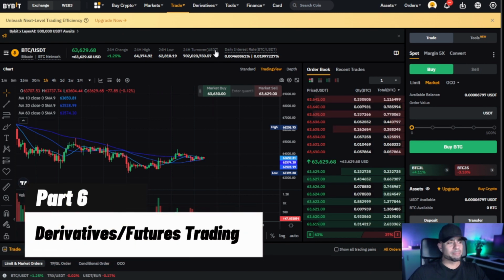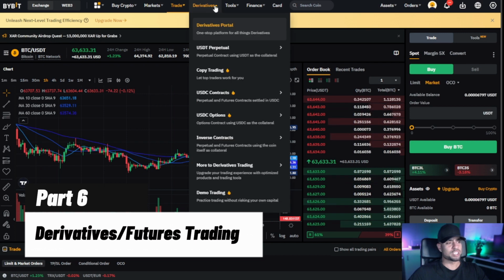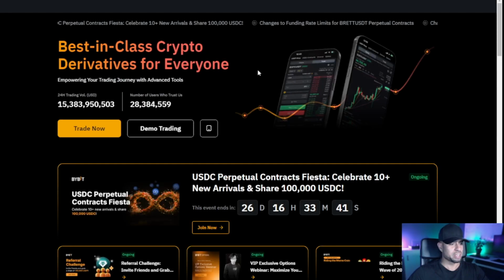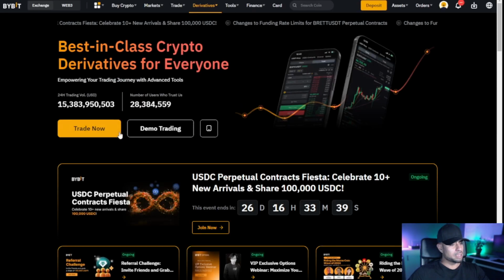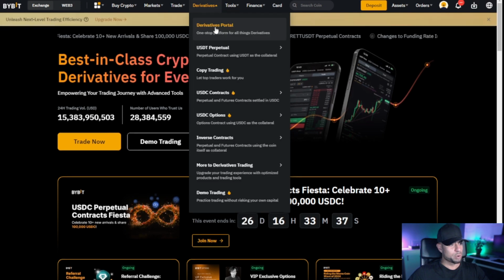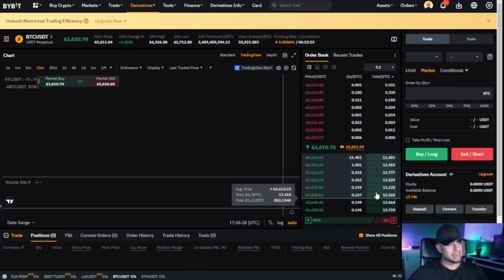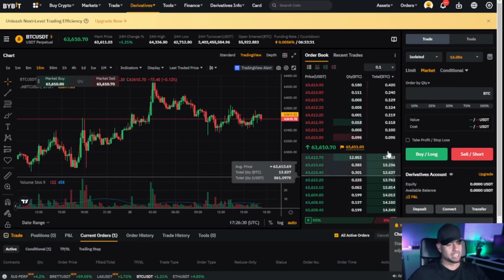Now let's talk a little bit about derivatives. Derivatives is basically you trading crypto with leverage. And the most known one is, of course, futures trading. The derivatives portal is actually futures trading. Now, you click, of course, on derivatives portal, and then you click trade now. And now suddenly you are at the derivatives portal.